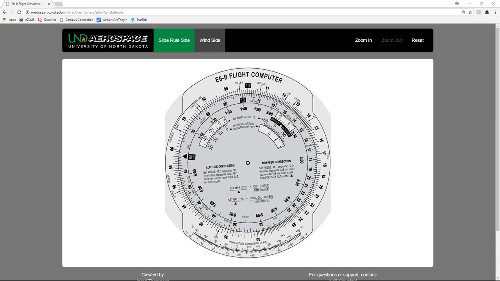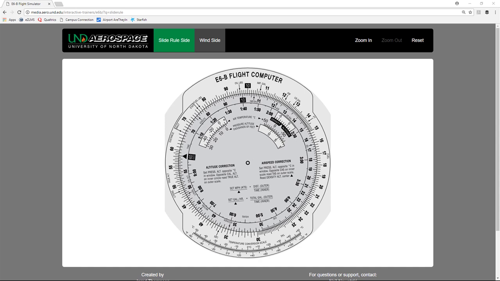So according to the instructions on the face of the E6B on the left side for altitude correction, we need to set our pressure altitude opposite our temperature using the window on the left side of the E6B. That's important, we use the window on the left side, not the right side. And then we can make our altitude corrections using the A and the B scale.